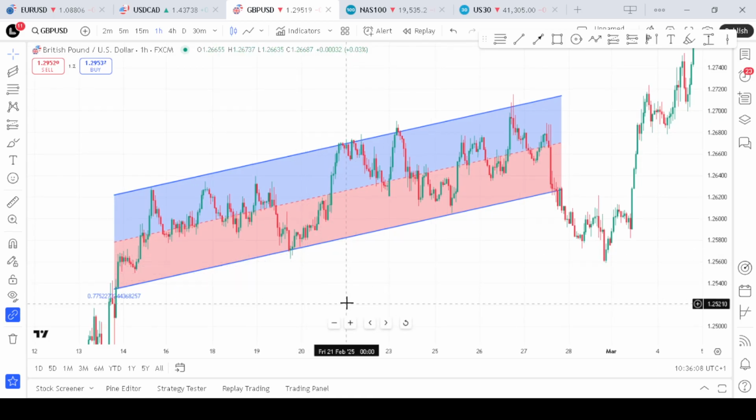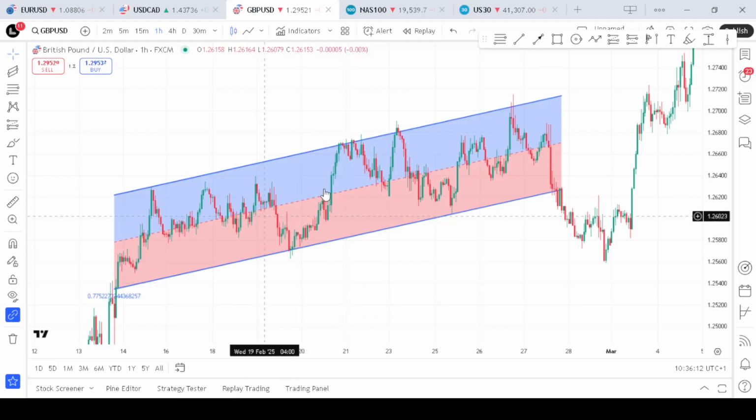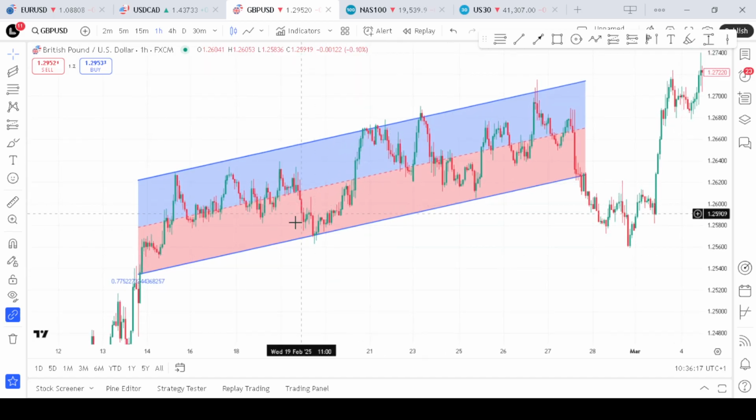Remember, the slope of the middle line is upward. If the slope of the middle line is upward, it indicates an uptrend, and if it's downward, it indicates a downtrend. These simple steps help you to align your trade with the market's direction.